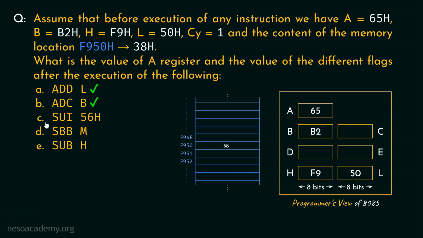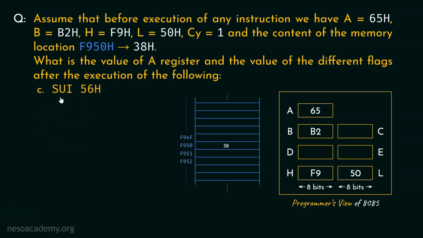Let's now come to the third instruction, that is SUI 56H. Now what does SUI mean? Subtract immediate. And this is the immediate data that we are sending. So this is the subtrahend. And where is the minuend? It is inside the accumulator register, which is 65. So we are supposed to perform the subtraction 65 minus 56.